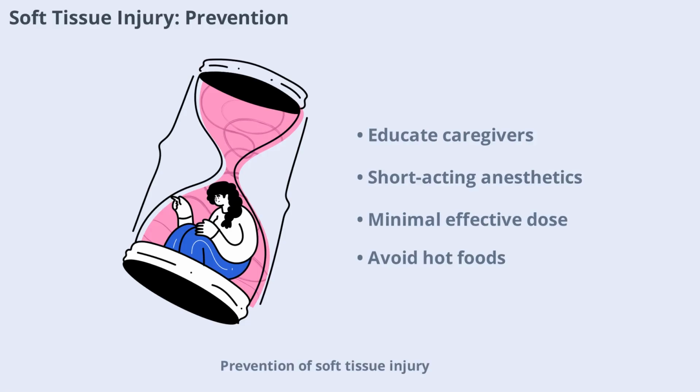Prevention of soft tissue injury starts with patient and caregiver education. Clinicians should warn parents or guardians about the risks of biting or chewing numb areas. Using local anesthetic agents with a shorter duration of action, when appropriate, can reduce the window of vulnerability. Additionally, always use the minimal effective dose to achieve anesthesia. Advising patients to avoid hot foods or drinks until sensation returns is another key preventive measure. These steps collectively help reduce the incidence of soft tissue injuries in dental practice.